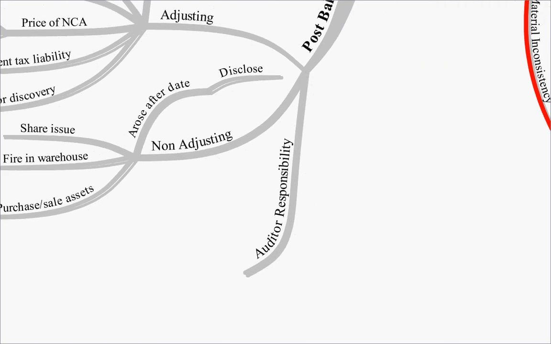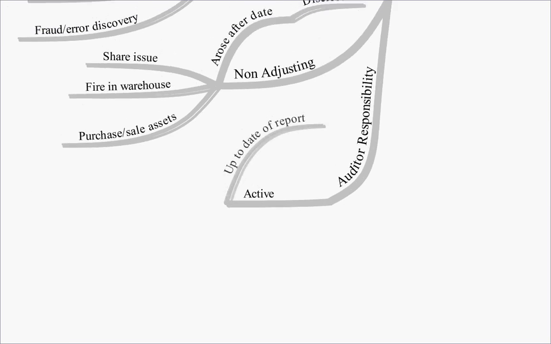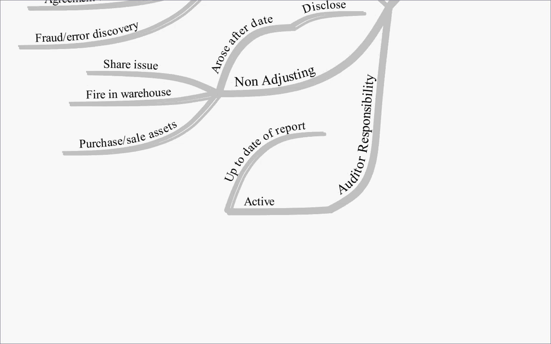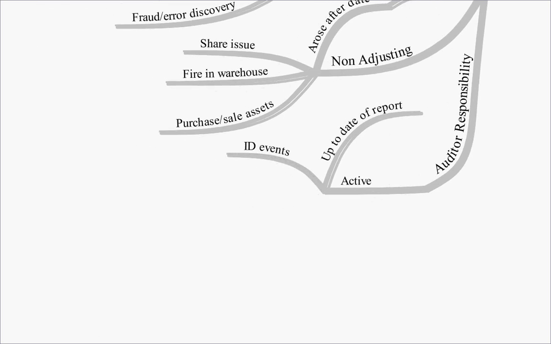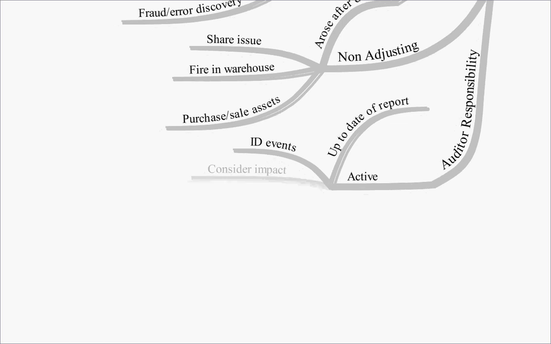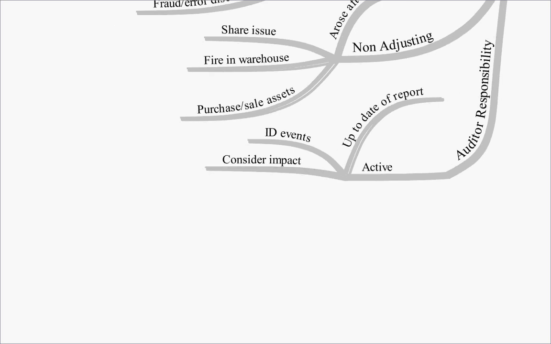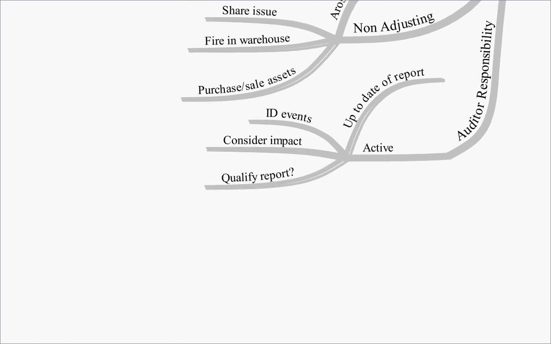And the auditor will have various responsibilities for this. It's split into 3 different sections. The first of these is an active responsibility. The active responsibility of the auditor is up until the date of the report. At that time you have to identify events, consider the impact of those events, and consider qualifying your report.